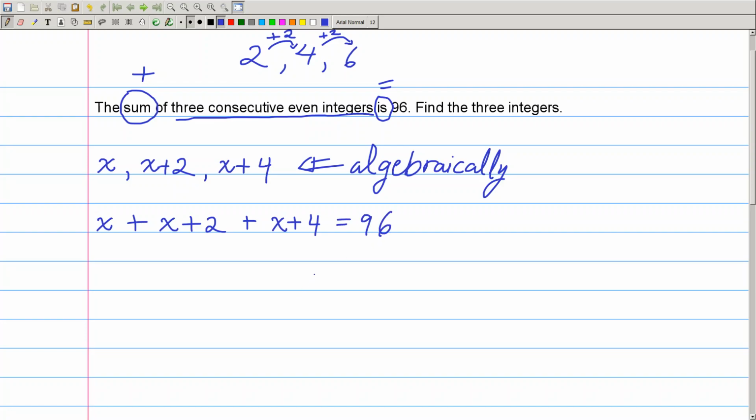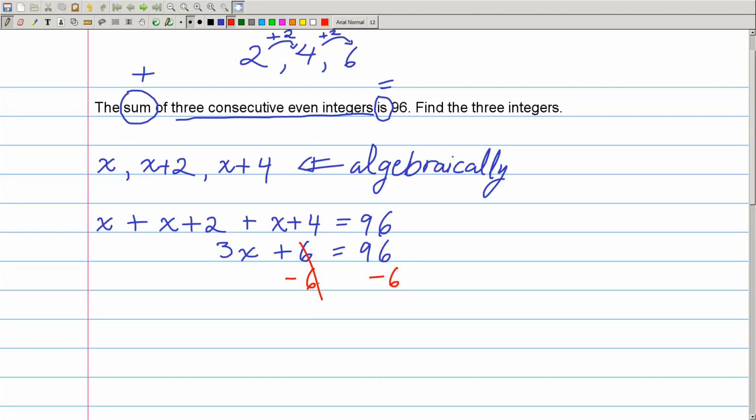Now, what do I do next? Well, I collect like terms. x plus x plus x is, that's right, 3x, and then 2 plus 4 is 6. Then I have to isolate for the variable. The first step in isolating for a variable is I do opposite operations in the order of subtraction and addition first. So I go minus 6 to both sides.